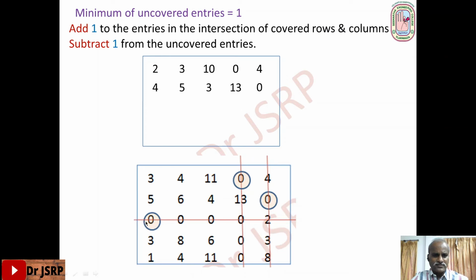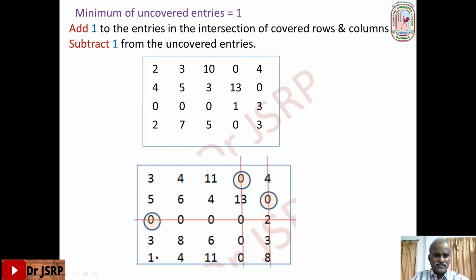Next, these 3 remain same. 0, 0, 0. And this is intersection of covered row and covered column. Add 1 here. This is 1. That means this possible assignment is removed. This possible assignment is removed. Next, here this is also intersection of covered row and covered column. Add here 1, 2 plus 1, 3. Next, subtract here 3 minus 1, 2, 8 minus 1, 7, 6 minus 1, 5. And these two remain same since they lie in covered column only.